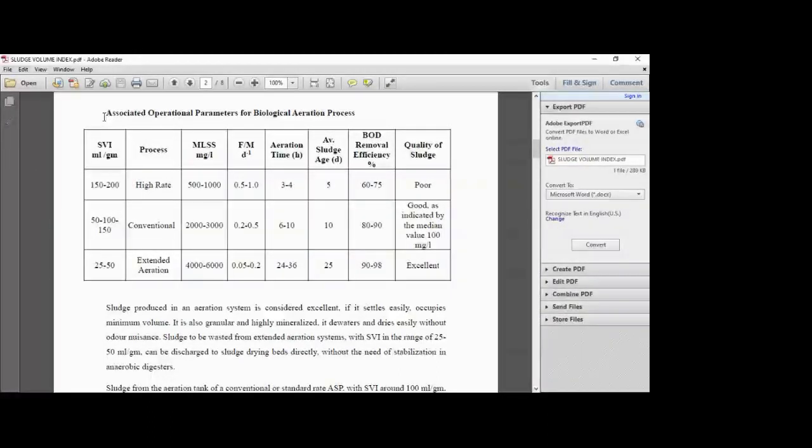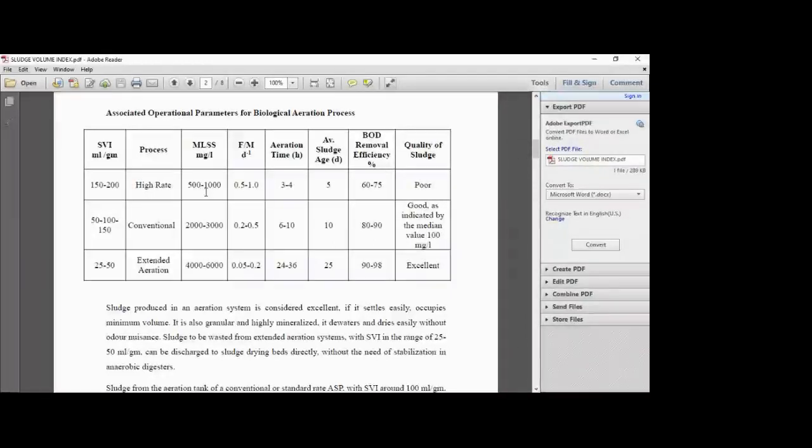So now associated operations. If my SVI value is in the range of 150 to 200, the process name is called the high rate process, and you'll see that the MLSS concentration that is getting generated is very less. It is in the range of 500 to 1000. Why is it very less? Because the process is not going properly, and because of that there is no MLSS formation in that.